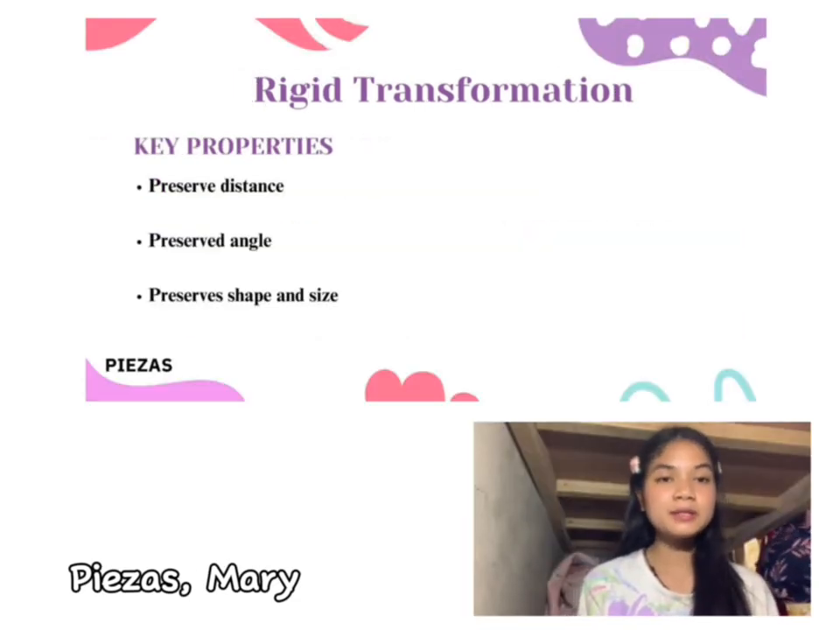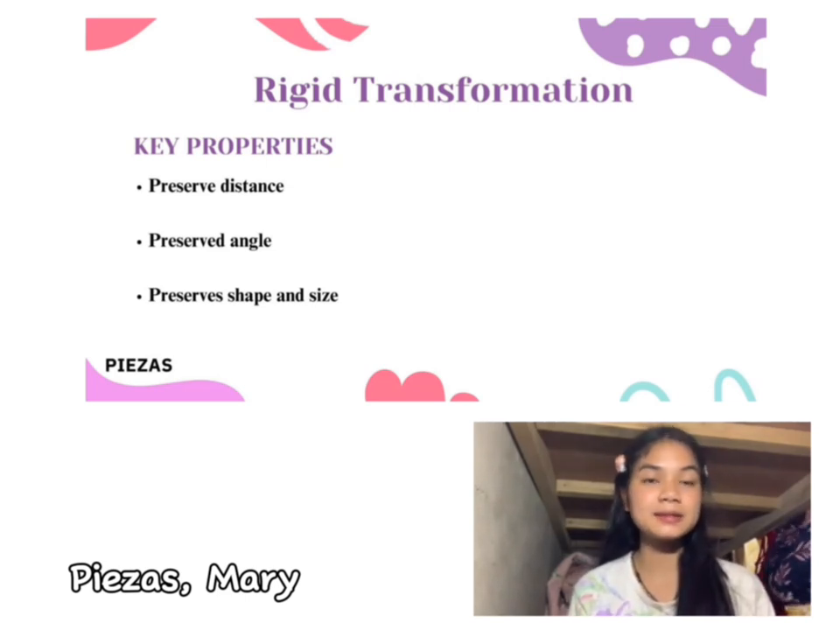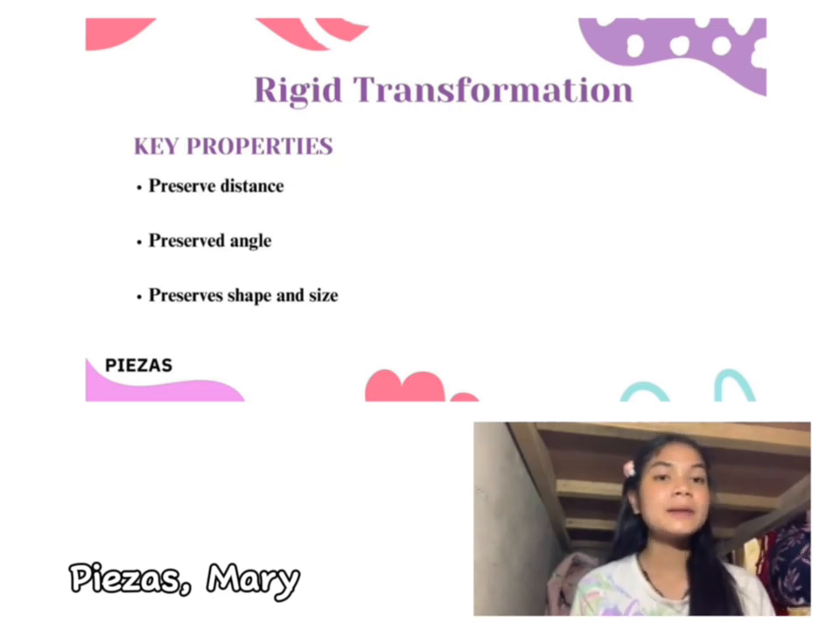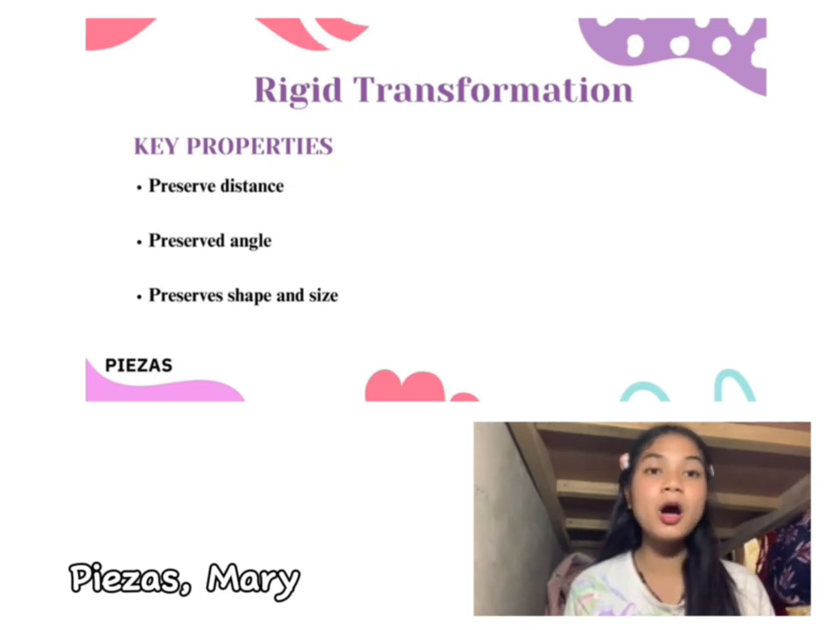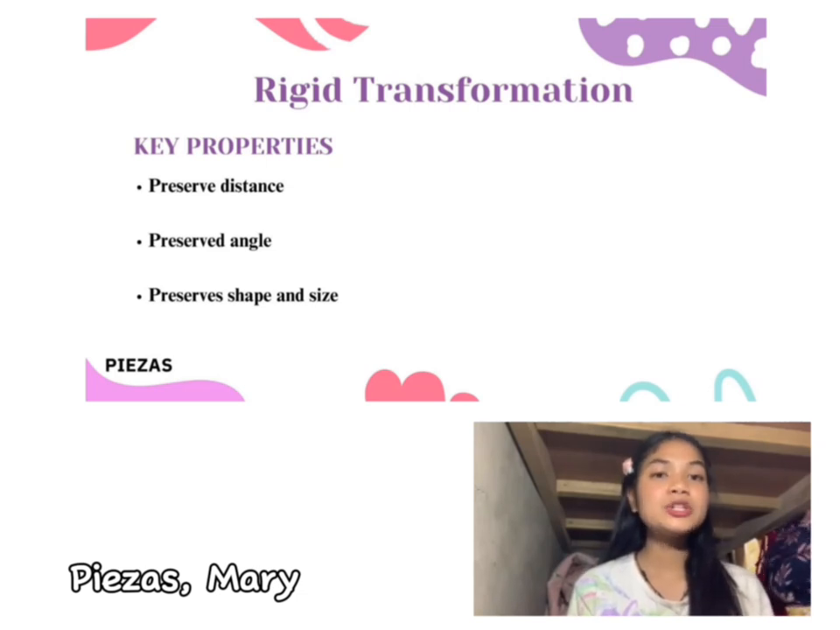These are the key properties of rigid transformation. It preserves the distances, angles, and shape and size. It preserves the distances, which means that the distances between any 2 points on the object are unchanged. It preserves the angles, which means that the angles of any 2 lines or planes are also unchanged, just like the distance. It preserves the shape and size, which means that the object's shape and size are maintained. Overall, the types of rigid transformation are unchangeable and are maintained by their distances, angles, and shape and size.